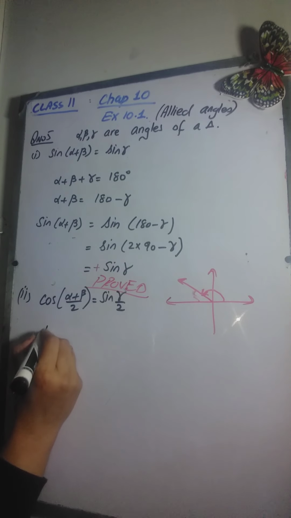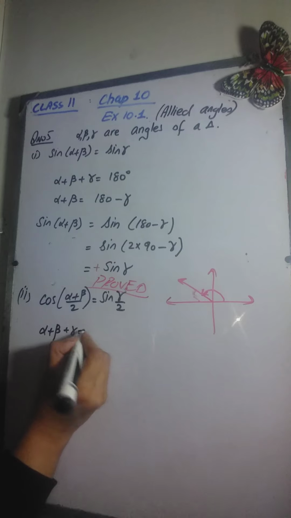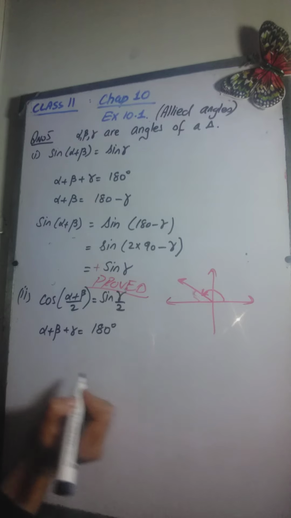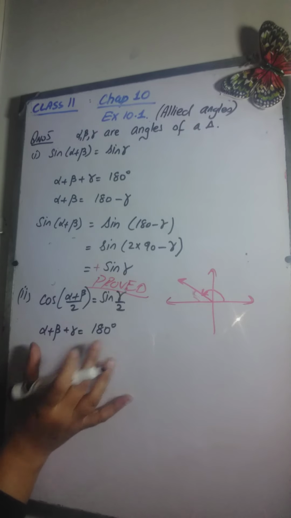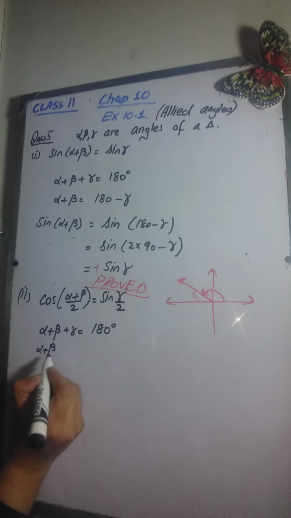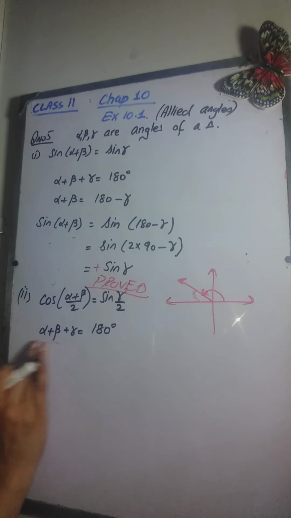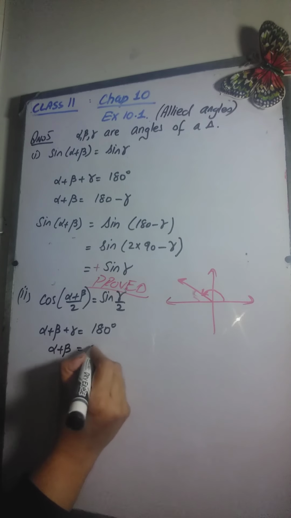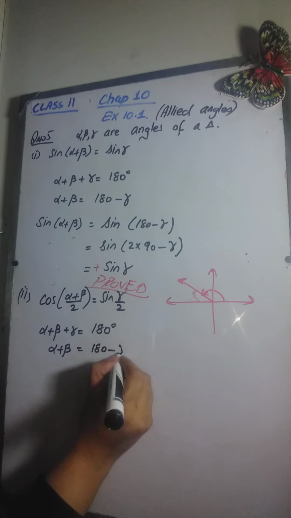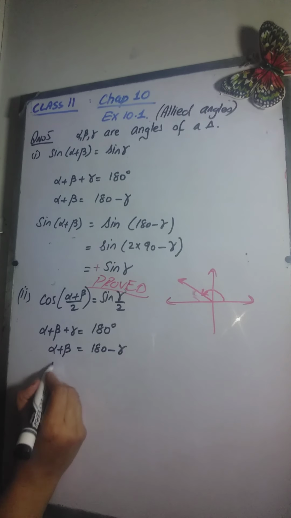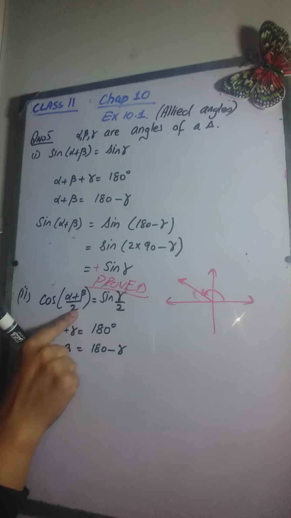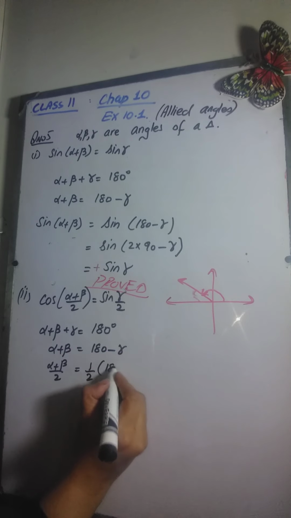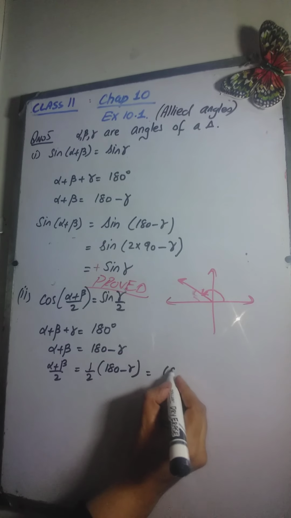Now as alpha, beta and gamma are the angles of a triangle, therefore their sum is going to be equal to 180. Now dividing both sides by 2, alpha plus beta, or let us first shift gamma to the right hand side. We can do it in either way. It's up to you. You can first divide and then shift, or first shift it to the right hand side and then divide. Now dividing both sides by 2, because we want alpha plus beta by 2, this will be equal to 180 by 2.